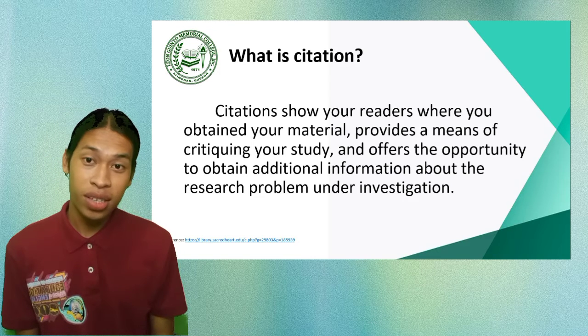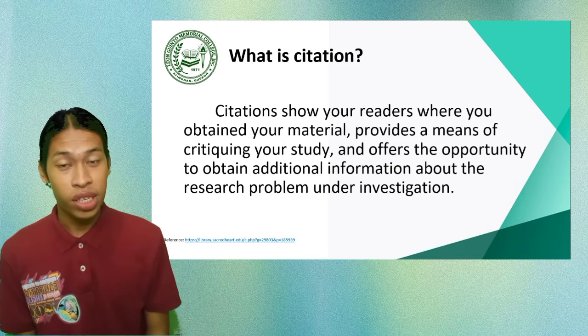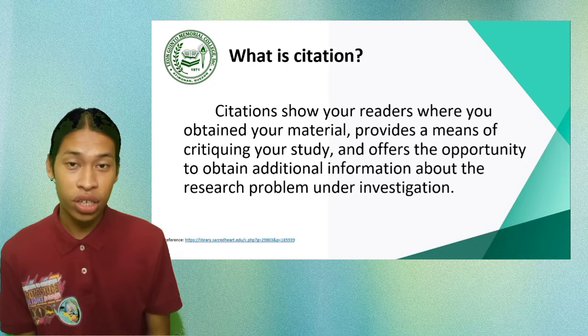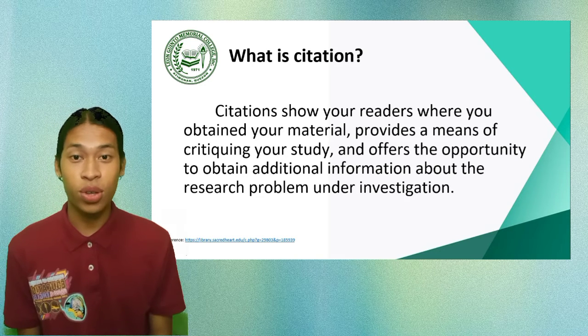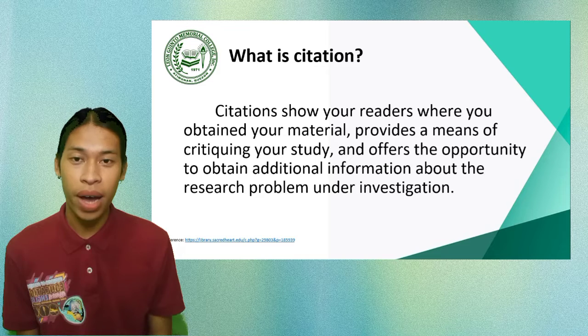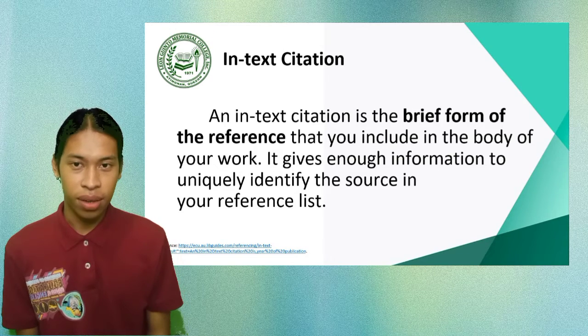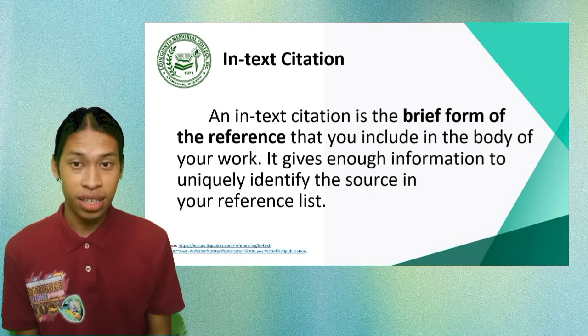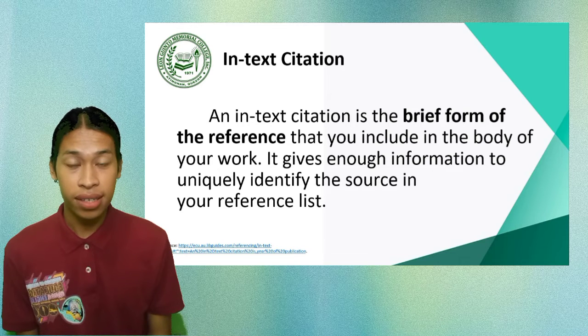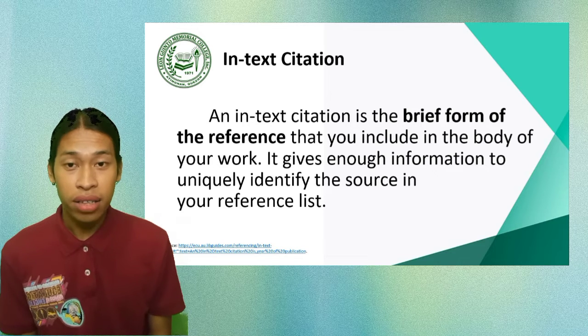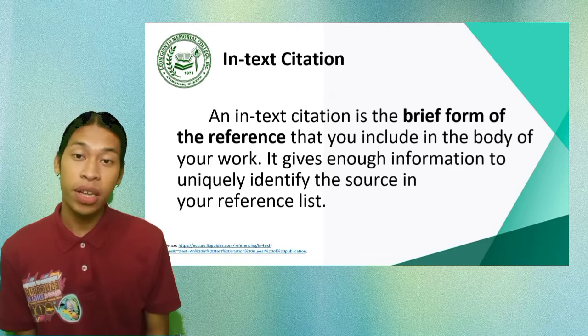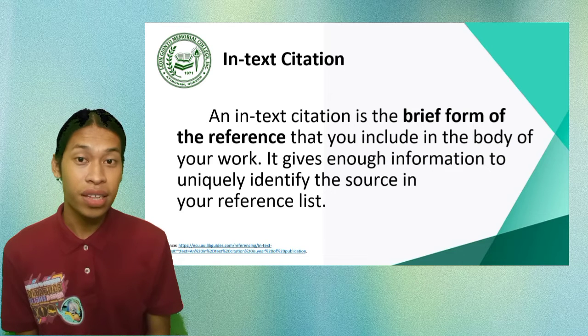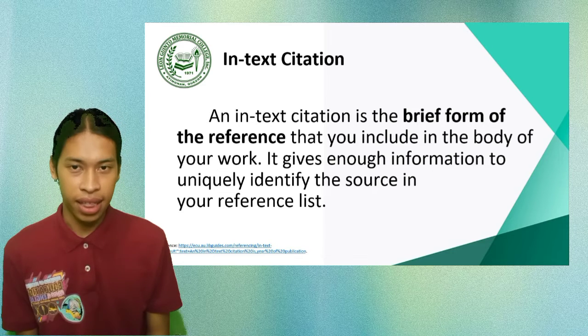So a citation is a way of giving credit to individuals for their creative and intellectual works that you utilize to support your research. It can also be used to locate particular sources and combat plagiarism. So, in-text citation. An in-text citation is a brief form of the reference that you include in the body of your work. It gives enough information to uniquely identify the source in your reference list.